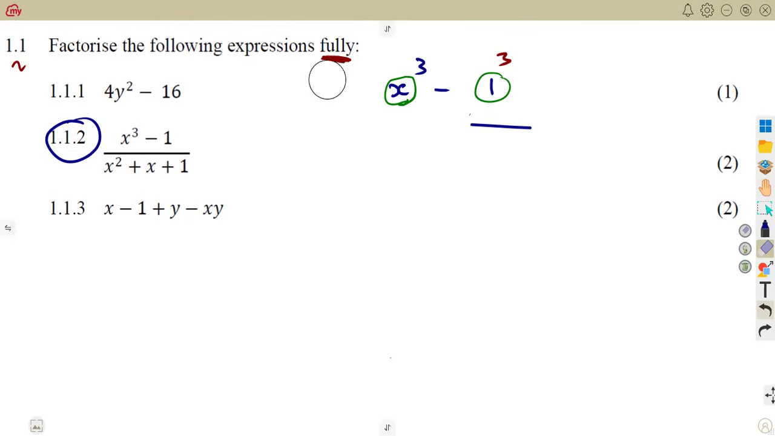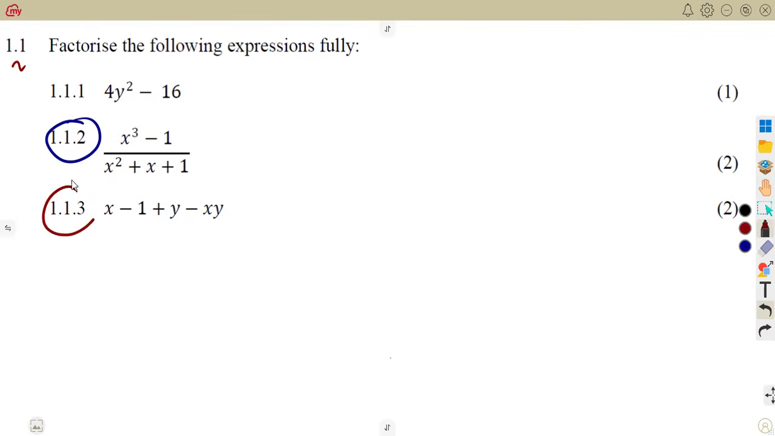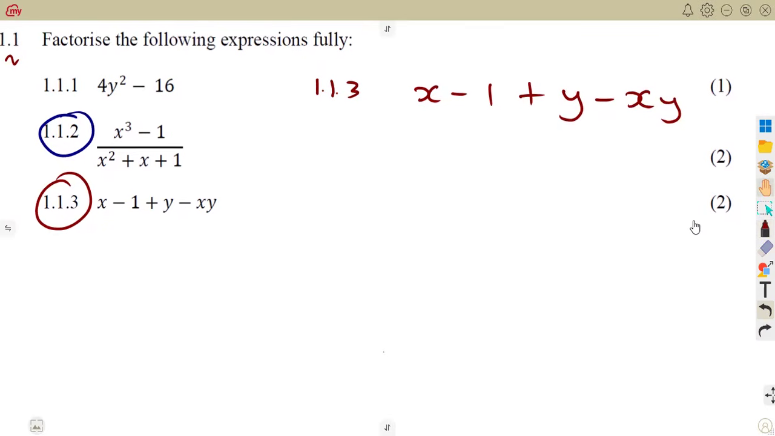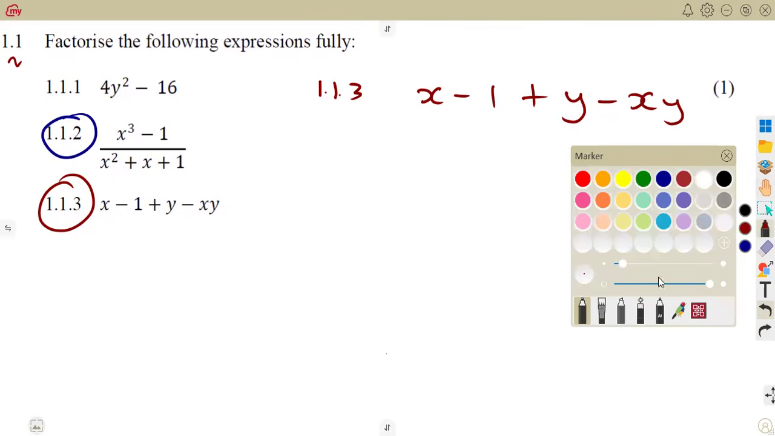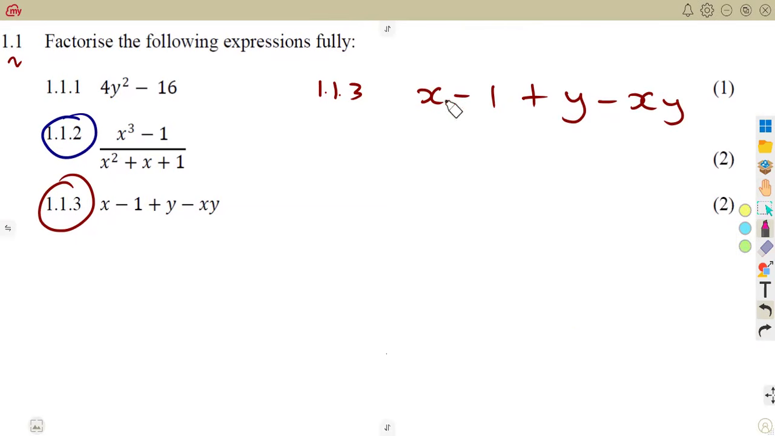All right, considering another question on our factorization, that was 1.13. 1.13, this is x minus 1 plus y minus xy like this. I think by now you are used to these questions I've been explaining. Almost each and every question paper, we have a question like this, where we've got 4 terms, 1, 2, 3, 4. And I talked of the grouping method, factorization by grouping.